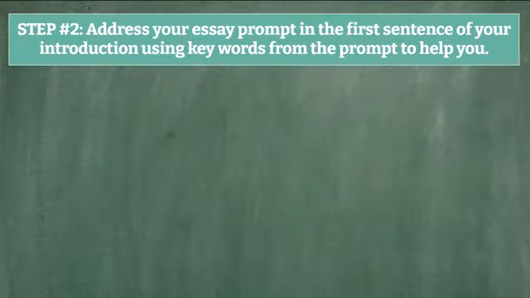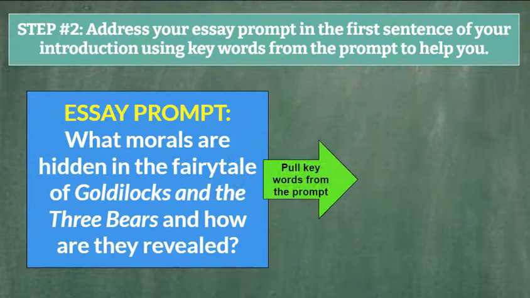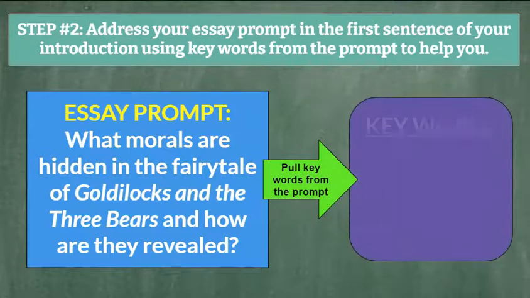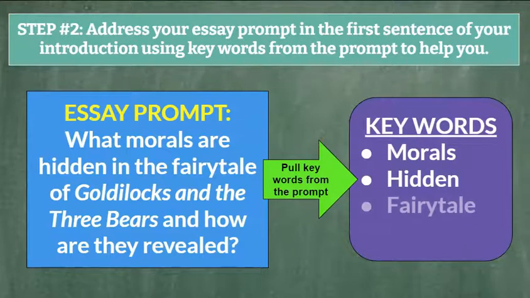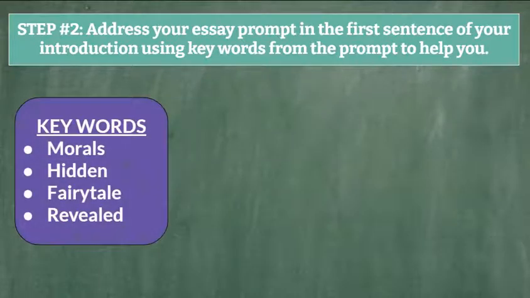So how the heck do we use keywords from the essay prompt without copying the prompt word for word? Well, let's take a look at our example essay prompt to see how we can do this. As a reminder, here is our essay prompt question. What morals are hidden in the fairy tale of Goldilocks and the Three Bears, and how are they revealed? Let's take out some key words from the prompt. Morals, hidden, fairy tale, revealed, to help us come up with the first sentence of our essay. So we know we are dealing with the revelation of hidden morals in a fairy tale. So let's use these keywords to form a good opening sentence for our essay introduction.